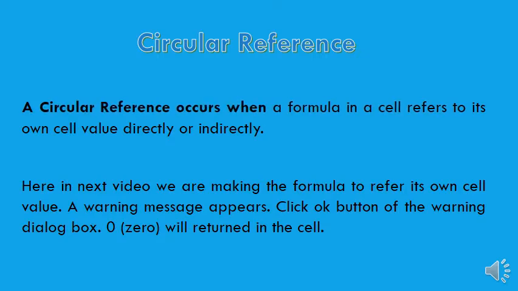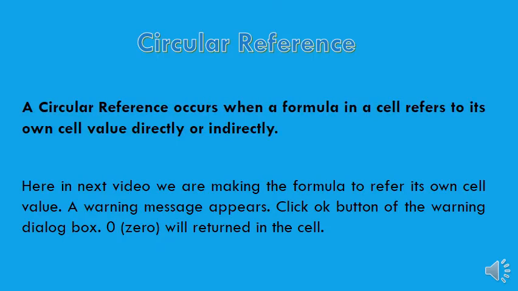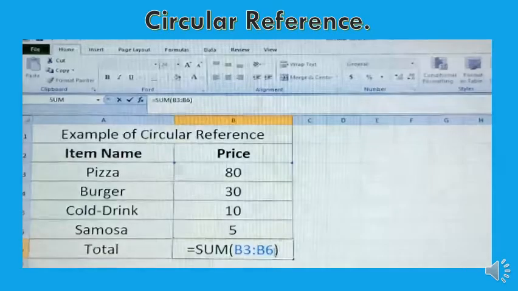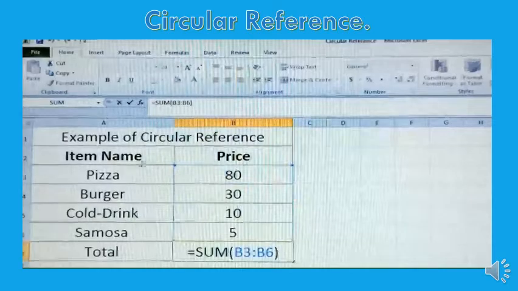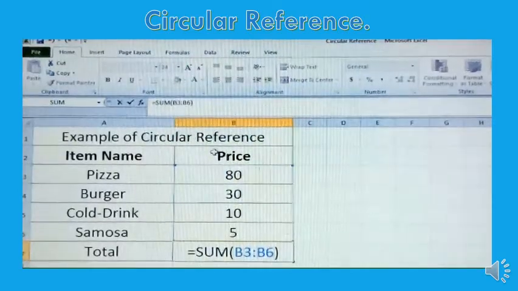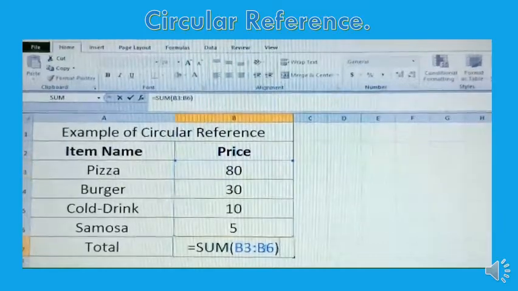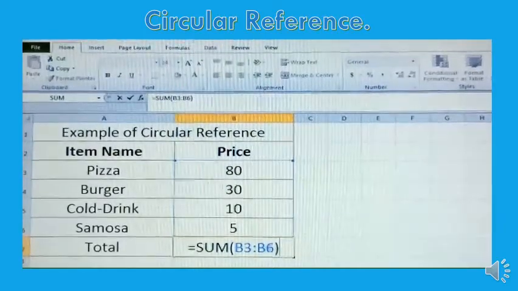Circular reference. A circular reference occurs when a formula in a cell refers to its own cell value directly or indirectly. In the next slide, I am showing you the video of circular reference. This is the example of circular cell. What are we doing in this cell? We are calculating the sum. From which cells? Sum from B3 to B6. I am using a range here.